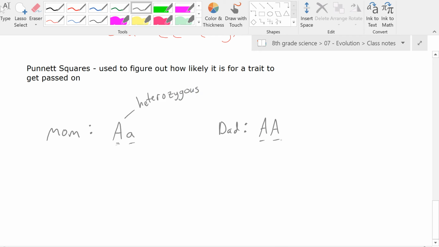And dad's is big A, big A. So those two are the same. That makes this one homozygous. Homo for same. Homozygous. And they're both the big A's. Big A's go with dominant. Homozygous, dominant.